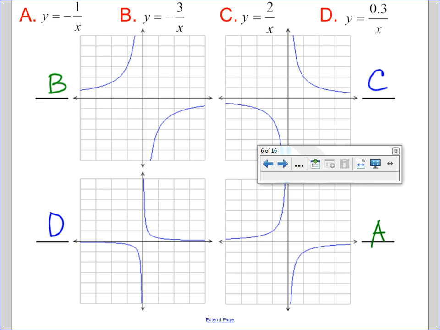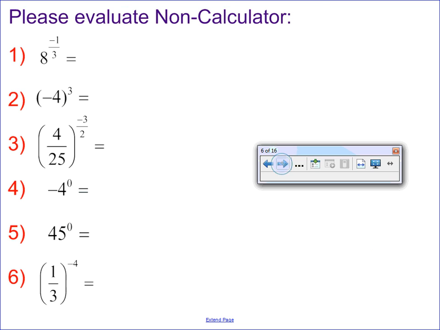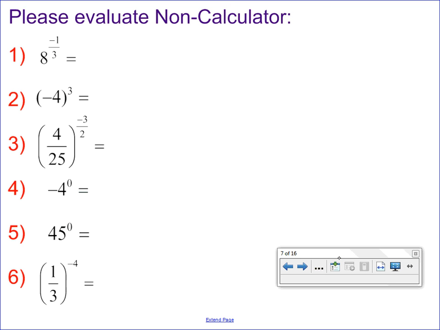So once again, let's try it. I get B, C, D, A. B, C, D, A. You guys good? Awesome. Which brings us to our exponent review. Please evaluate non-calculator, no problem.